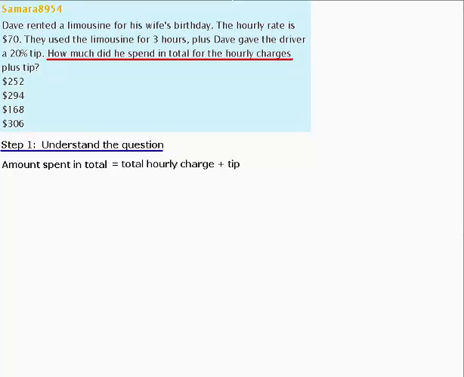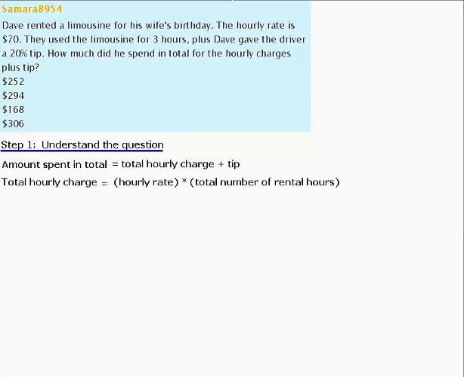Now let's try to understand what we mean by the total hourly charge. The total hourly charge is essentially the product of the hourly rate multiplied by the total number of rental hours. Now that we understand this, let's go on to find out what we mean by tip and how to go about calculating the tip. So we calculate the tip by finding the product of the tip percentage multiplied by the total hourly charge. Okay, so now that we've identified the components of the question and understood how to solve for these components, we can move on to step 2.